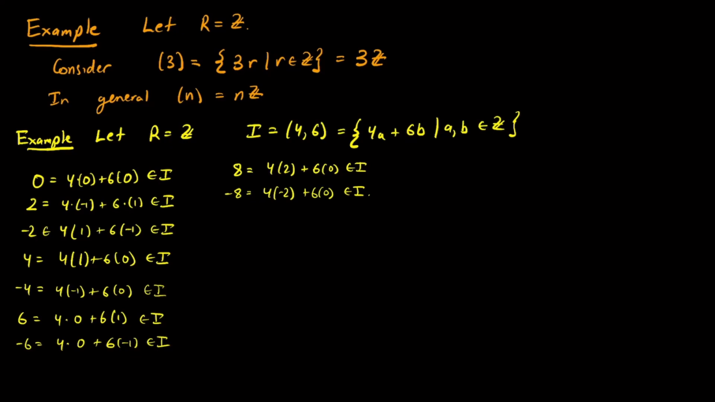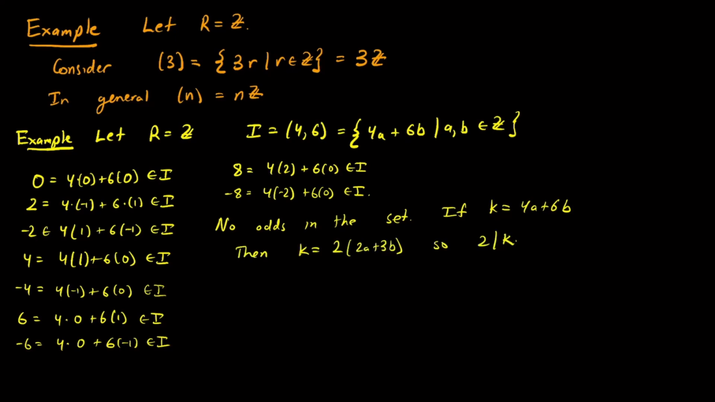One thing I might also notice is that it's impossible to form an odd integer in this set, right? So there are no odds in this set. In particular, if k is equal to 4a plus 6b, some element of my set, then I know that k can be written as 2 times (2a plus 3b). So I've just factored out a 2 from 4a plus 6b, and so I see that 2 has to divide k. In other words, k is even.